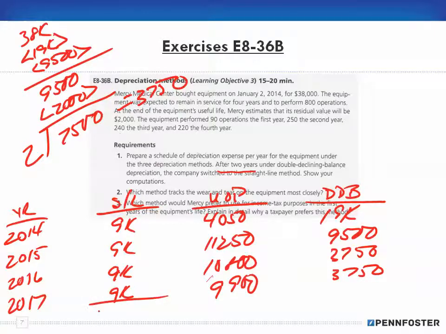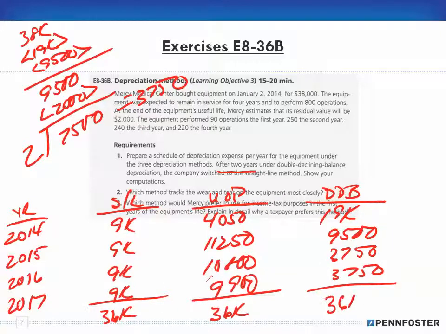So if we add these all up, this is 36,000. Remember, we have $2,000 in residual value here. We add all of these up, we should have 36,000, right? Because we have 2,000 in residual value. So that's it for this exercise.